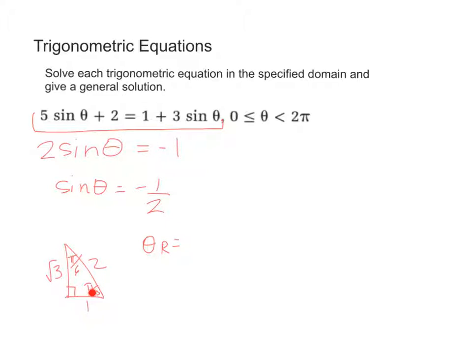If we choose pi over 3, the opposite is root 3 over the hypotenuse 2. Root 3 over 2 is not what we're looking for. So look at the pi over 6. Opposite is 1, hypotenuse is 2. So pi over 6 has a sine of 1 over 2, which means pi over 6 is the reference angle.